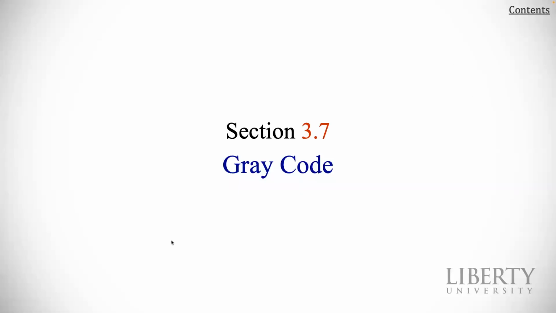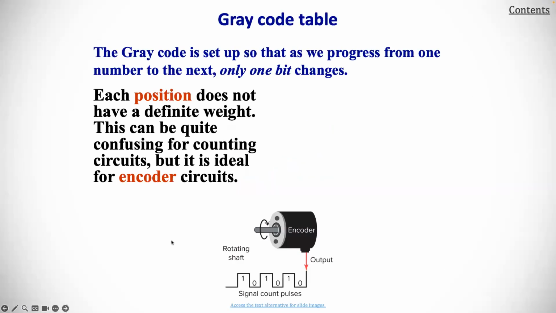Let's talk about the gray code next. The gray code is set up so that we can progress from one number to the next with only one bit changing. Each position does not have a definitive weight. This can be quite confusing for counting circuits, but it is ideal for encoder type circuits. So you want to keep that in mind.